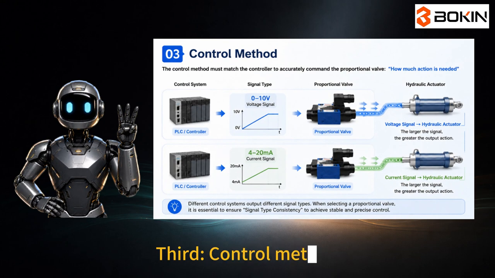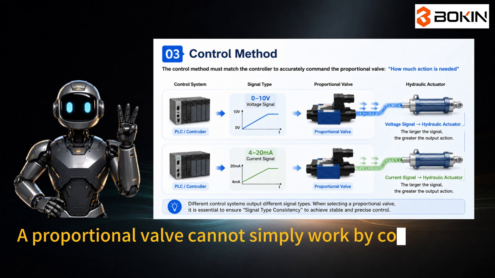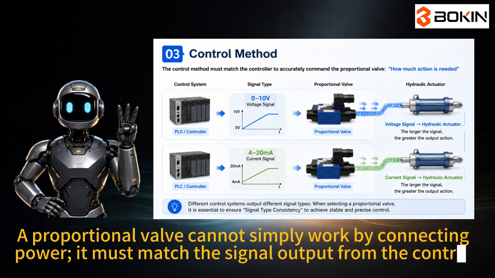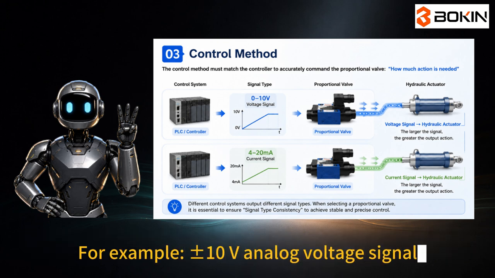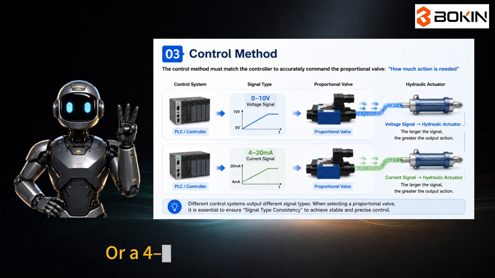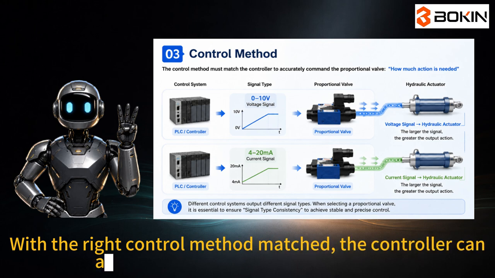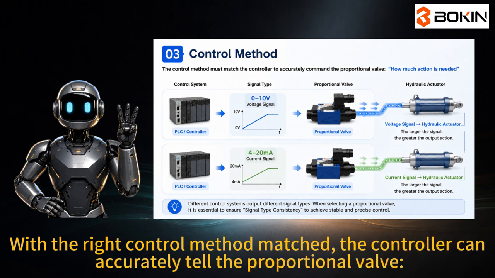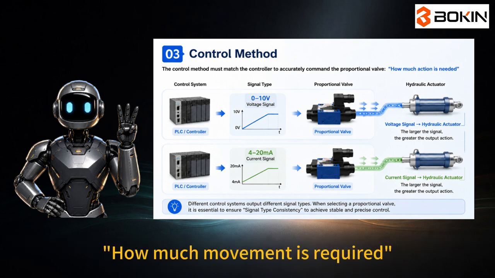Third, control method. A proportional valve cannot simply work by connecting power. It must match the signal output from the control system. For example, a 0 to 10 V analog voltage signal or a 4 to 20 milliamp analog current signal. With the right control method matched, the controller can accurately tell the proportional valve how much movement is required.